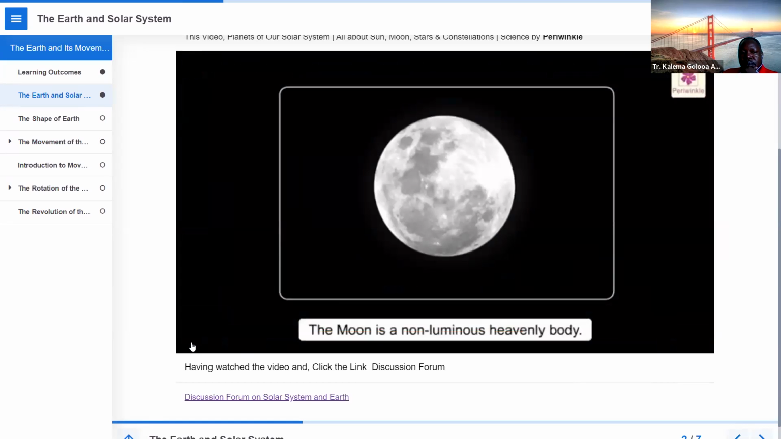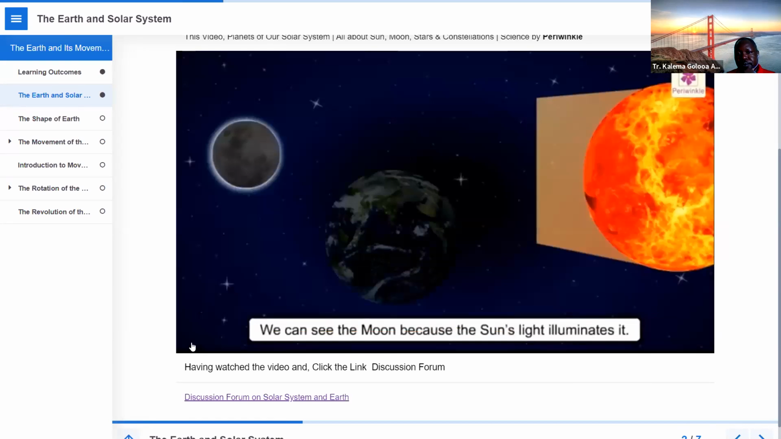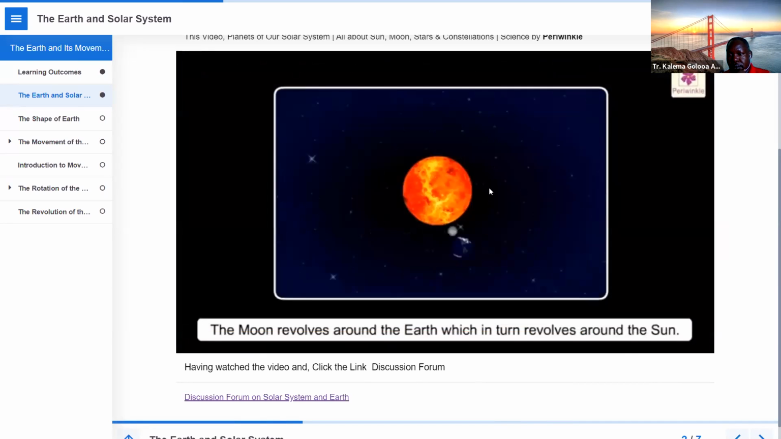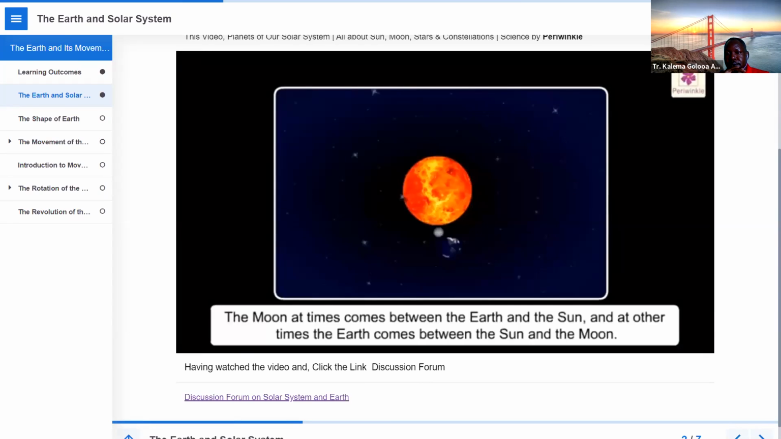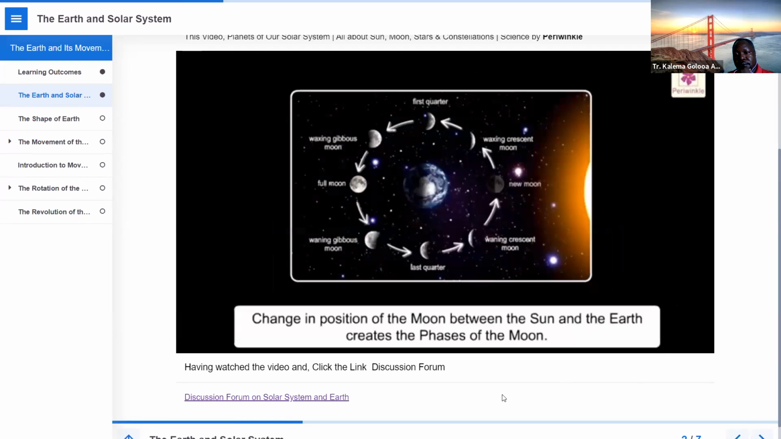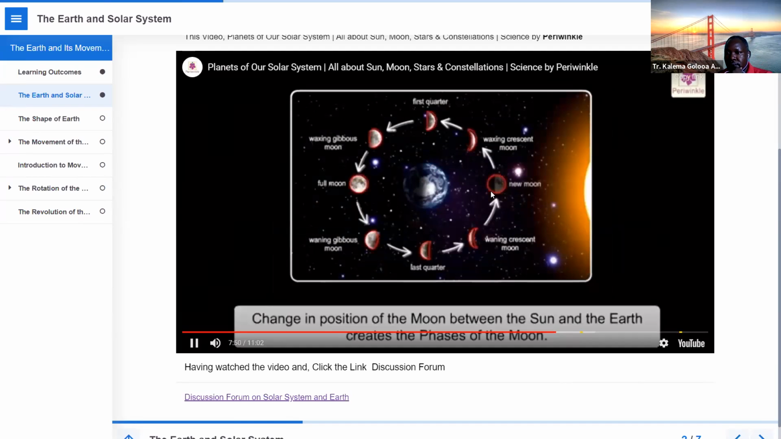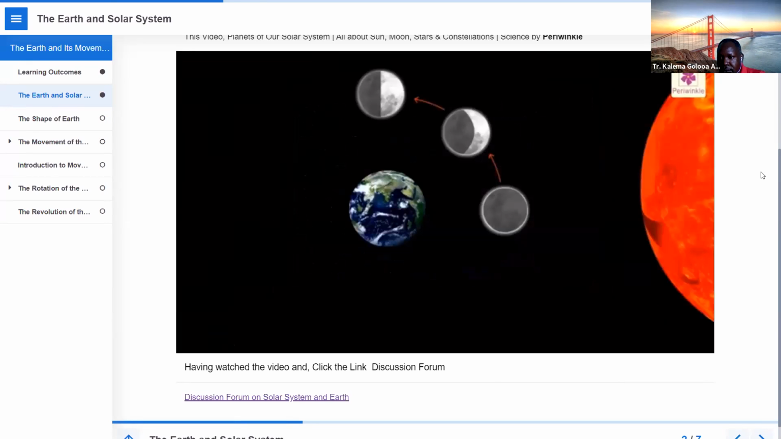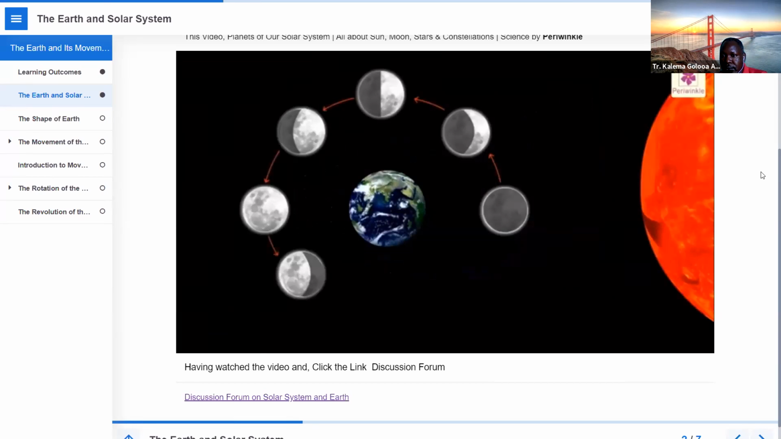The moon is a non-luminous heavenly body. We can see it only because the sun's light illuminates it. The moon revolves round the earth, which in turn revolves round the sun. As a result, the moon at times comes between the earth and the sun, while at other times, the earth comes between the sun and the moon. This change in position of the moon between the sun and the earth creates the phases of the moon. The phases are named depending on the appearance of the moon, that is, whether its size is increasing or decreasing each day.